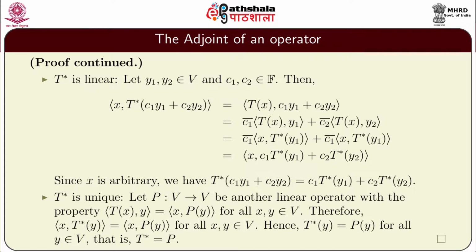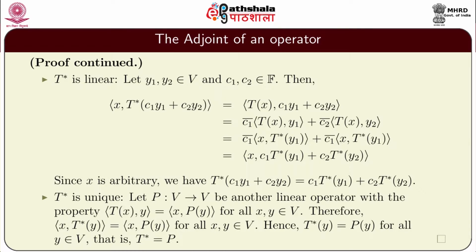And now if we push this c1 and c2 inside, then it becomes inner product x comma c1 T star y1 plus c2 T star y2. x being arbitrary, we infer that T star of c1 y1 plus c2 y2 is the same as c1 T star y1 plus c2 T star y2.